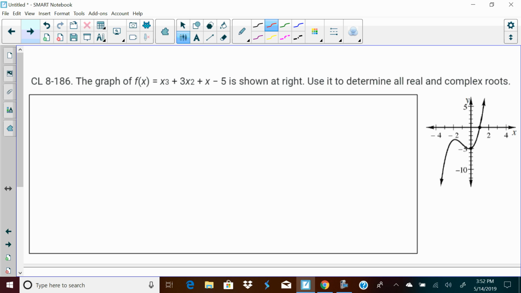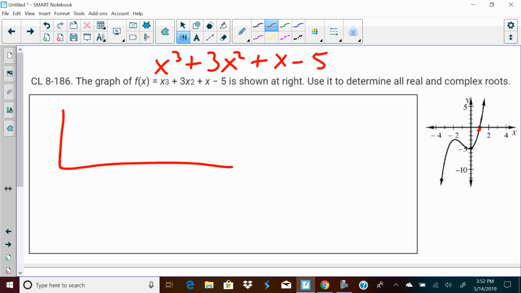Problem 186, so this should be squared, so it should be x cubed, exponents 3x squared plus x minus 5. It says use the graph as shown to the right to determine all the real and complex roots. I know that it's a cubic, and I know that it has one real root and the other ones are complex. So the one real root is x minus 1, or 1. So I'm going to divide my equation by x minus 1.